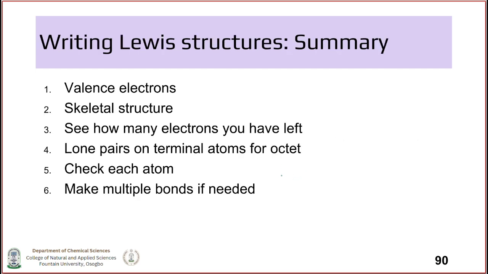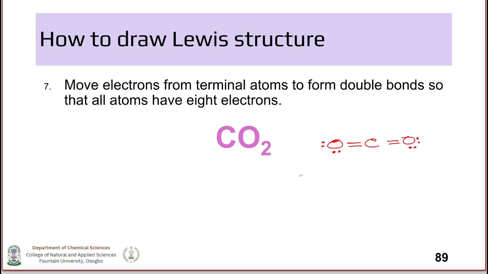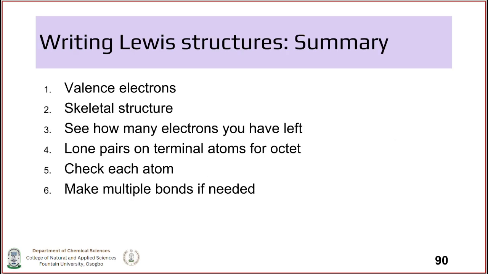So what's the last point over there? So it means we are done. These are all the points, and this is the Lewis structure for carbon dioxide. Yeah, this is the summary again. Valence electrons, skeletal structure, see how many electrons you have left, lone pairs on terminal atoms for octet, check each atom, then make double bonds if needed. We did everything now, and everything is fine.